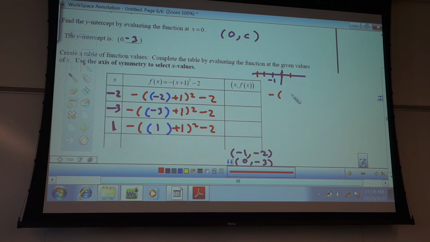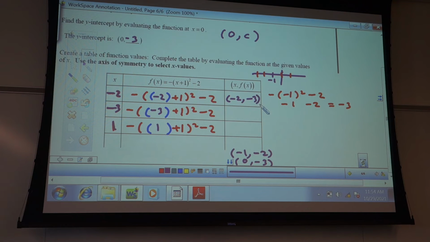-2 plus 1 is -1. -1 squared is +1. So it's -3. So this one becomes -2, comma, -3.